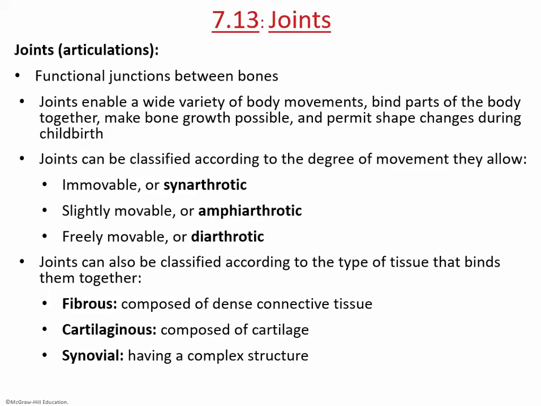the structural categories. Now there's three structural categories with some subcategories under them. It can either come together with fibers, with cartilage, or with a space filled with a fluid that looks like egg white. So the fibrous joints really have collagen fibers holding them together. These joints are especially good under tension. They will resist being pulled apart, the two bones being pulled apart. They're not necessarily very good under compression, being pushed together. So these are the fibrous joints.